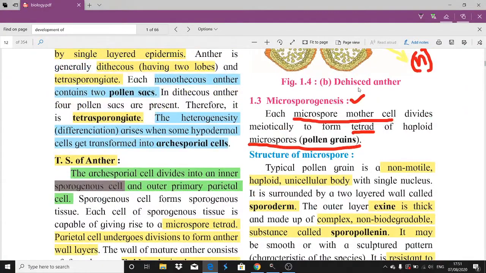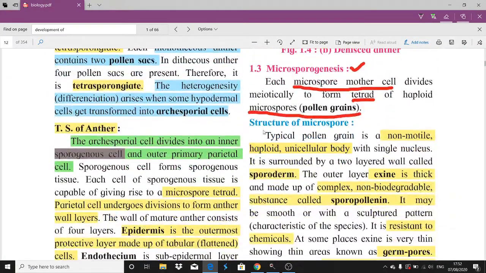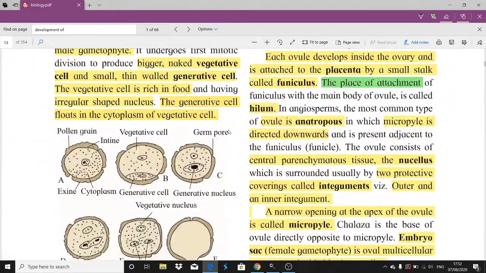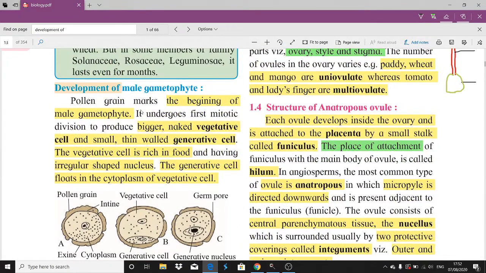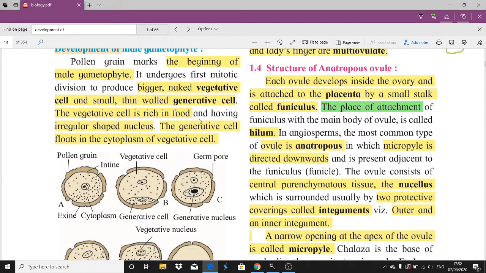And we have studied microsporogenesis. We have studied the structure of microspore, right? And I explained the development of male gametophyte also, but today we are going to study it in more detail. A question can come on this, development of male gametophyte. This part is very important.